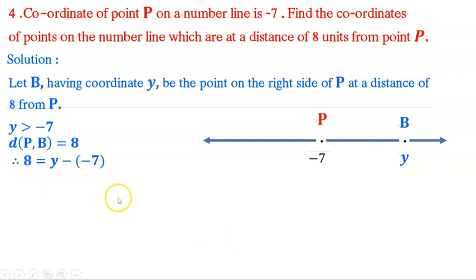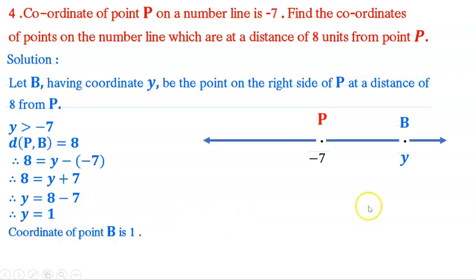Minus minus will become plus. Therefore 8 is equal to y plus 7, and hence y is equal to 8 minus 7, that is 1. Therefore y is equal to 1. Therefore the coordinate of the point B is -1. That is, the value of y is -1. And these are the 2 points.